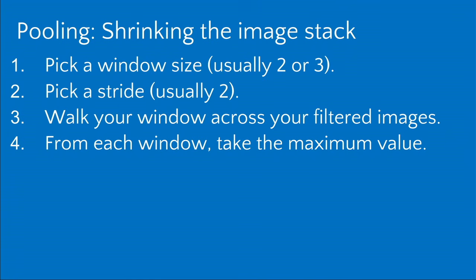Another piece of this is called pooling. So we took our original image and now we have a stack of images. What this step does is shrink it down a little bit. We start by picking a window size, usually 2 or 3 pixels, picking a stride, usually 2 pixels, which has been shown to work well, and then walking this window across the filtered images, and from each window, taking the maximum value that you see. So this is called max pooling.